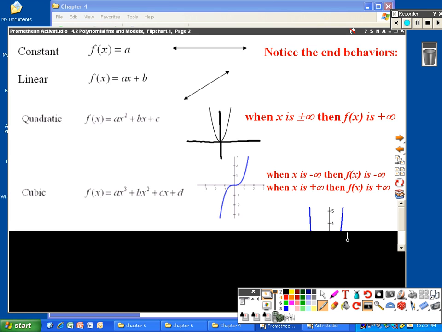Next is our cubic function, f of x equals ax cubed plus bx squared plus cx plus d, and it makes this S shape. Notice my end behavior. When x gets negative, my graph's y values get negative. When x gets positive, my y values also get positive. The end behaviors are the opposite of each other.